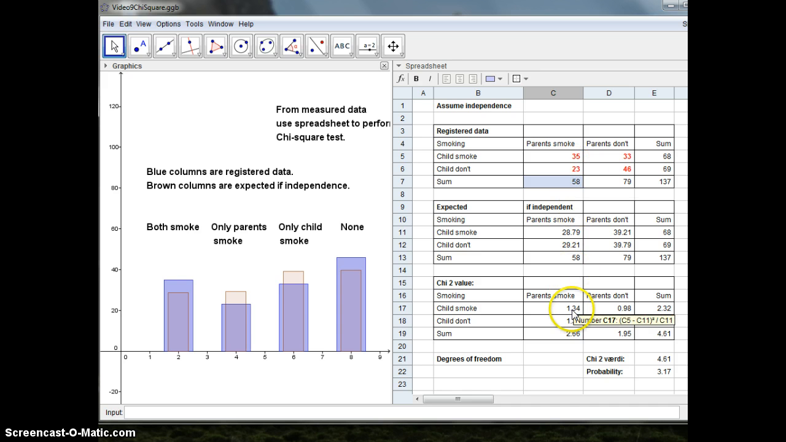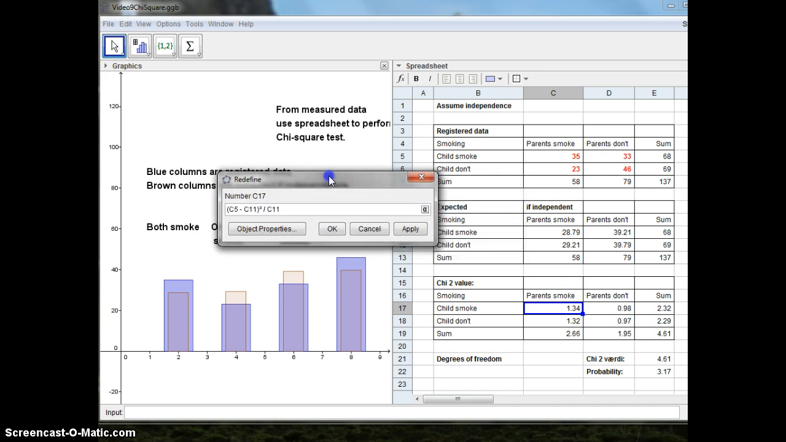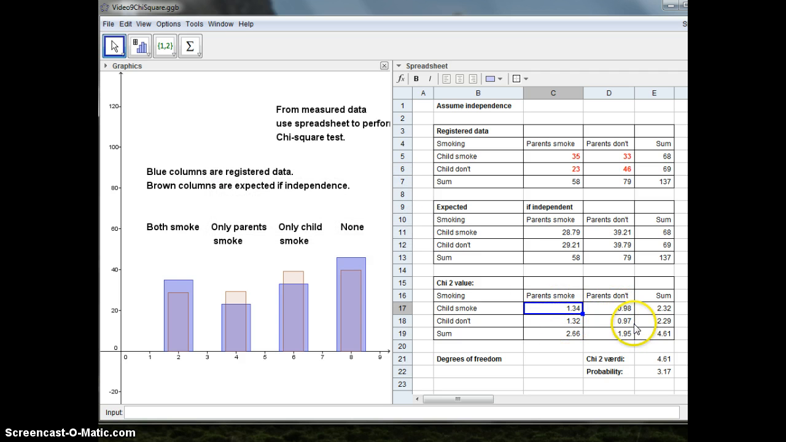So I'll show you. It's the difference between C5 here, the 35, and the expected 28.79, squared, divided by the 28.79, and you get this value. You add the four values together and you get 4.61. The degrees of freedom here is 1, and you get the chi-square value, it's 4.61. If you look it up in a table, you see that the probability here is 3.17.